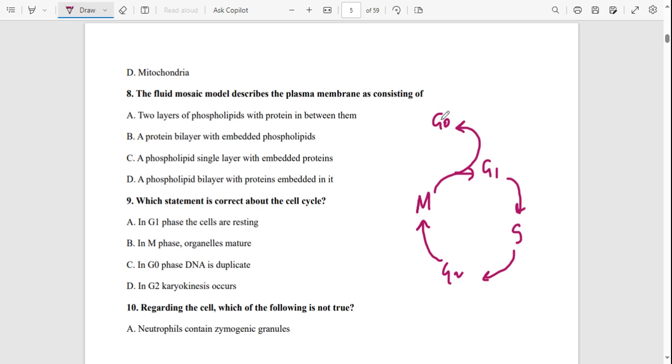G0, this is the resting phase of the cell. And then S phase is where the cell undergoes DNA replication, replicating its DNA. G2 is just to make sure that all the organelles have grown, so it is further growth. And then you have got the M phase.